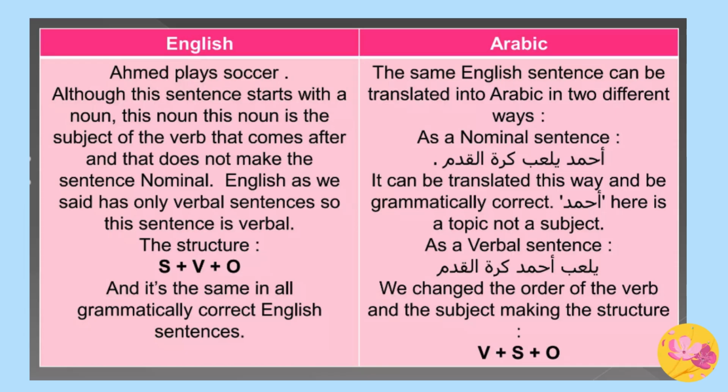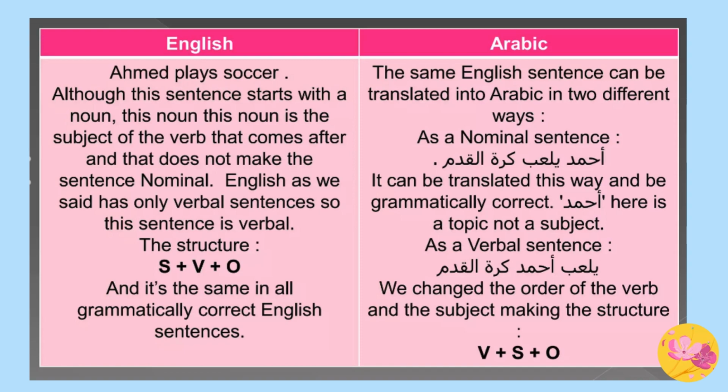Here is an example. Ahmed plays soccer. Although the sentence starts with a noun, this noun is the subject of the verb that comes after, and that does not make the sentence nominal. English, as we said, has only verbal sentences. So this sentence is a verbal sentence. The structure is subject, verb, object, and it's the same in all grammatically correct English sentences.